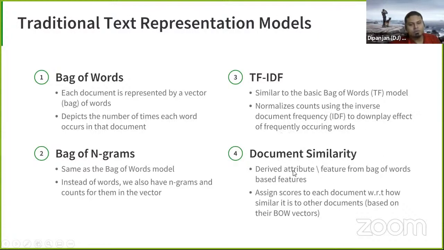And the last one is more of a derived feature from bag of words or any other similar features like embeddings in the future, where you assign a score to each and every document with regard to how similar it is to other documents. So based on the base bag of words or the TF-IDF vectors, you can assign scores to every document as to how similar it is to each other document, also known as the pairwise similarity.